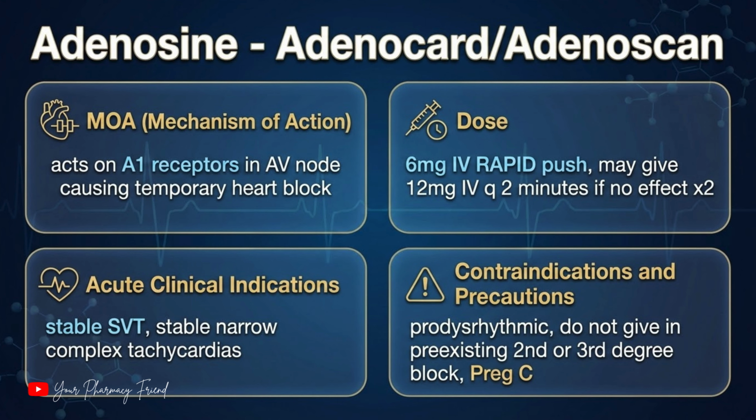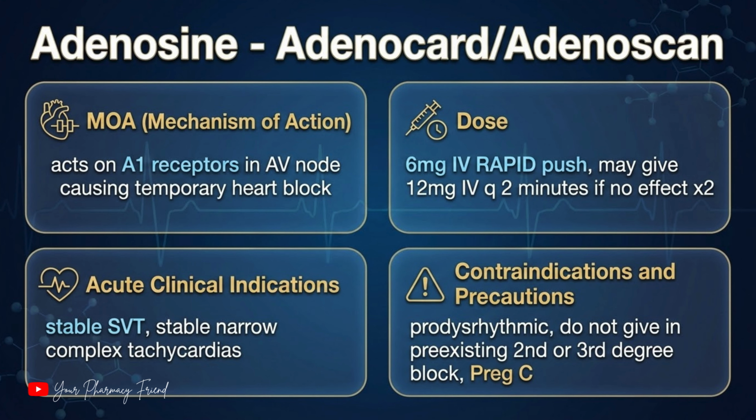Adenosine works by activating A1 receptors located in the atrioventricular, or AV, node. Stimulation of these receptors causes transient slowing of AV nodal conduction. This results in a temporary AV nodal block, which briefly interrupts the abnormal electrical circuit responsible for certain tachyarrhythmias. Because of this effect, adenosine is particularly effective in terminating re-entrant tachycardias that involve the AV node.